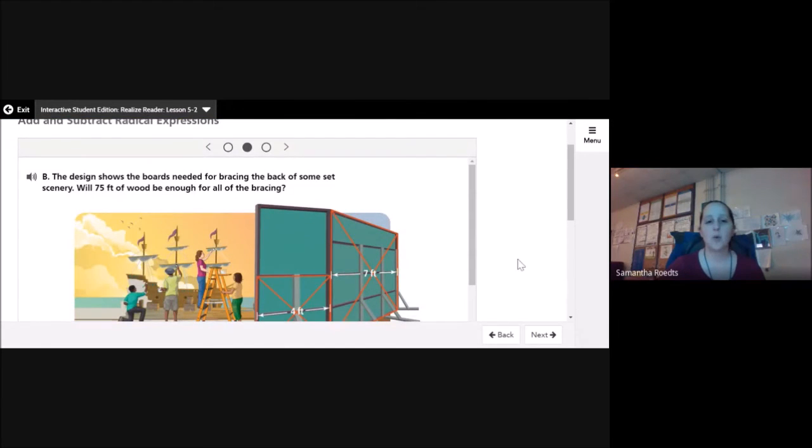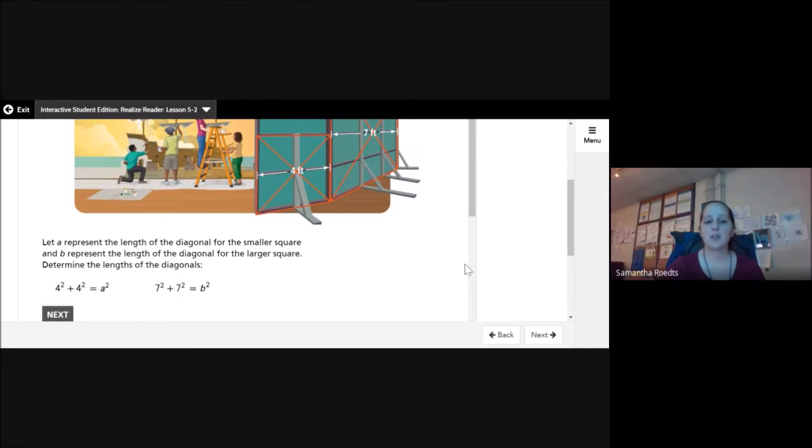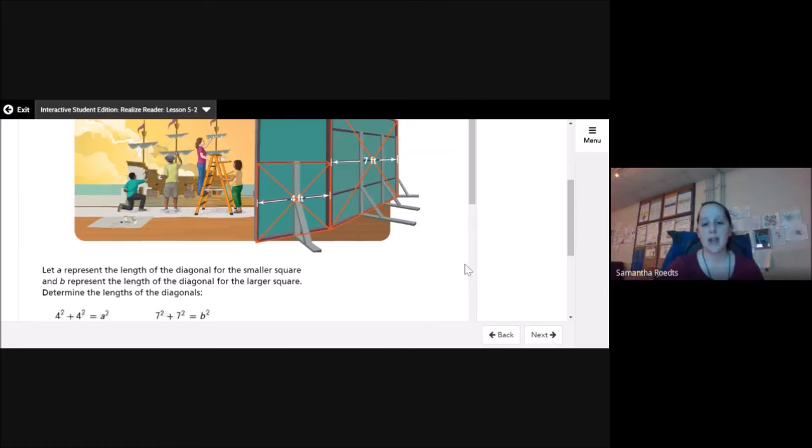The design shows the boards needed for bracing the back of some set scenery. Will 75 feet of wood be enough for all the bracing? Okay. Let A represent the length of the diagonal for the smaller square, and B represent the length of the diagonal for the larger square. Determine the length of diagonals.